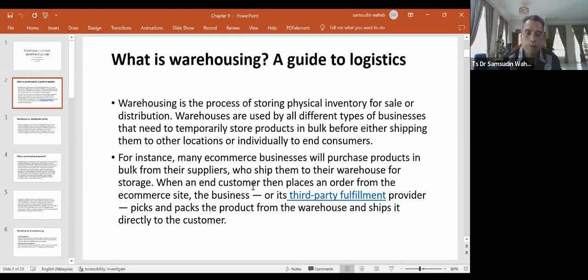But now we discuss the role and the definition of warehouse. So warehouse, from this slide you can see, is the temporary storage before we deliver the product to the customer or to the other intermediaries. All right.